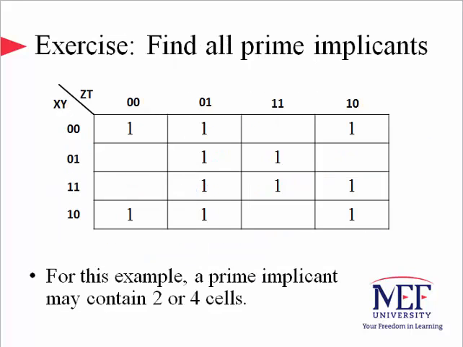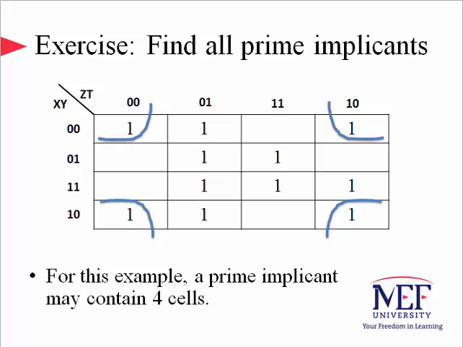So let us go into an exercise here, and we find all prime implicants. Note that there is no prime implicant that contains 8 cells in this example. So we start with finding 4-cell prime implicants and expect them to cover all the ones in the Karnaugh map. If you fail to do so, you continue with finding 2-cell prime implicants and 1-cell ones that will cover the remaining ones in the map.